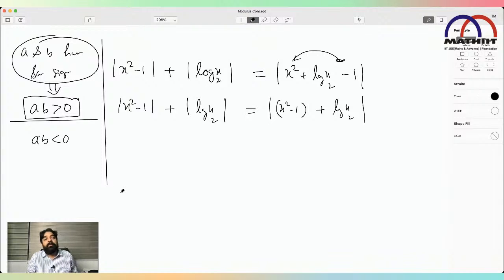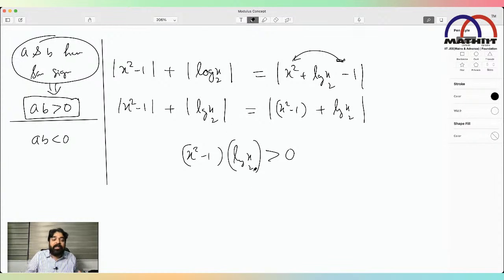Mathematics is for lazy people. They always have the short form to write. Now think, this and this should have the same sign. That means (x square minus 1) into log x base 2 must be greater than 0. I do not know whether you know inequalities or not, but if you know inequality, you can solve these questions very clearly, very easily.